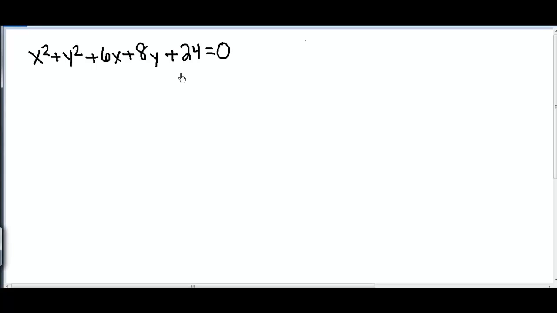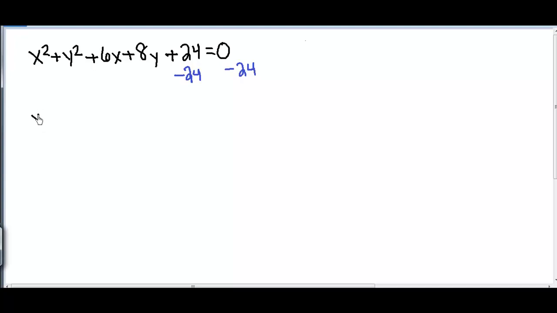We are going to take the equation x squared plus y squared plus 6x plus 8y plus 24 equals 0, complete the square, and after we've completed the square, identify the conic section. The first step to completing the square is to have all the variables on one side and constant terms on the other. So I'm going to subtract 24 from both sides.